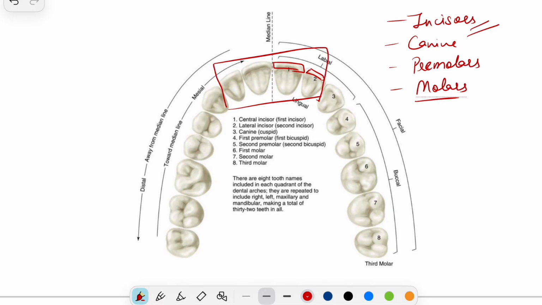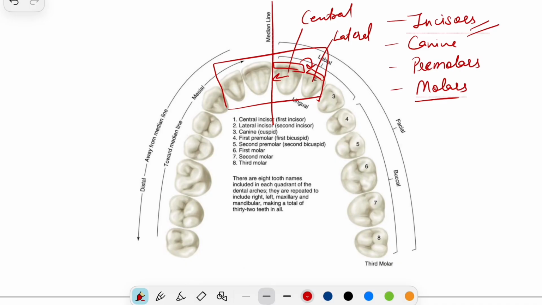Okay, there are two types of incisors. We have the central incisor and we have the lateral incisor. The central incisor is closest to the midline. As you can see here, we have our midline here, and this one is closest to the midline, and the lateral incisor is next to the central incisor. Okay, and these are the teeth.